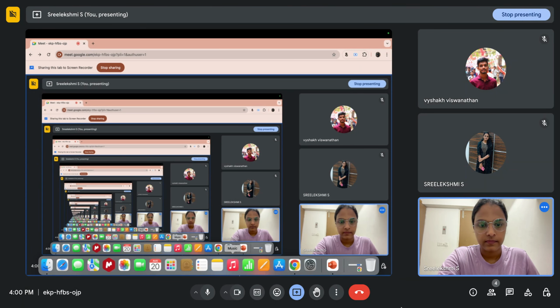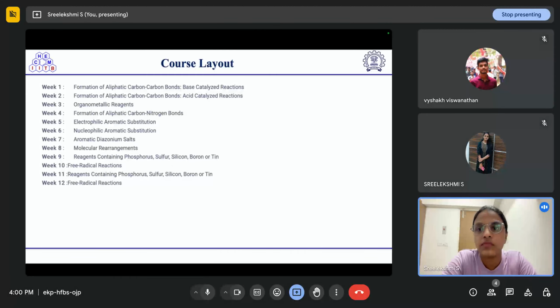So far, we have seen the 4 weeks tutorial sessions, which were on the formation of aliphatic carbon carbon bonds, base catalyzed reactions, formation of aliphatic carbon carbon bonds, acid catalyzed reactions, organometallic reagents, organomagnesium reagents, and organolithium reagents. These were last week's topics of discussion, and we have also solved some problems based on that, as well as we saw the solution for the week 2 assignment questions.